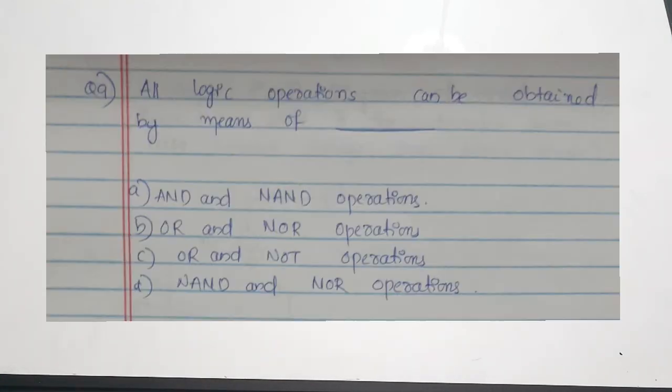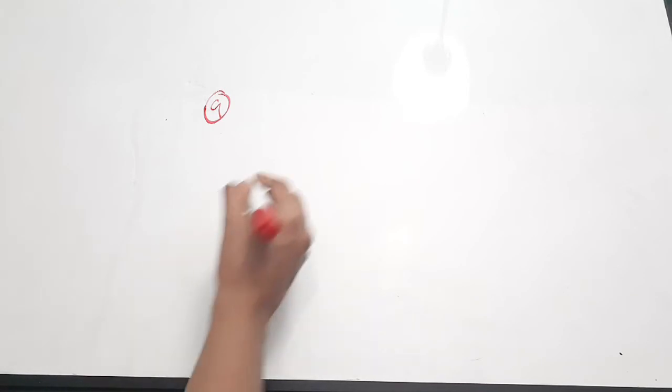All logic operations can be obtained by means of dash. A, AND and NAND gate. No, we cannot realize all the logical operations using AND gate. But NAND gate, yes, it is possible. B, OR and NOR gate. Again, we cannot realize all the logical operations using only NOR gates or the combination of OR and NOR gates. C, OR and NOT gates. No, not again. D, NAND and NOR gates. Yes, it is possible to realize all logical operations using NAND and NOR gates.